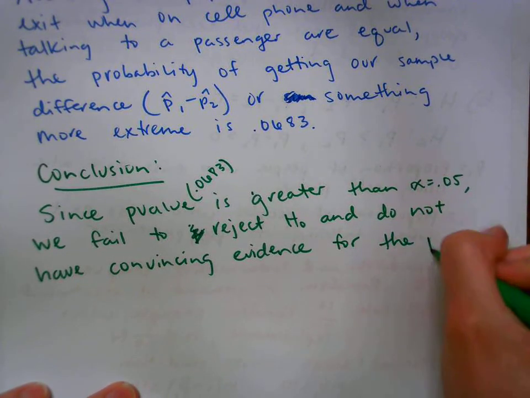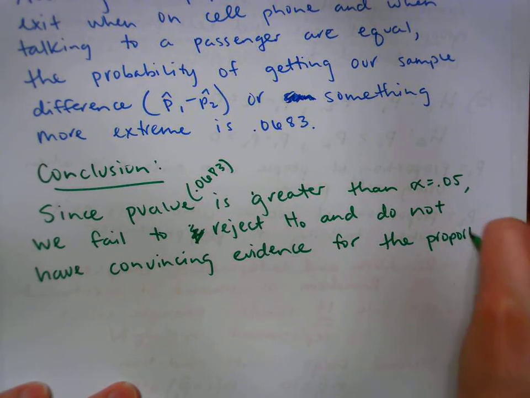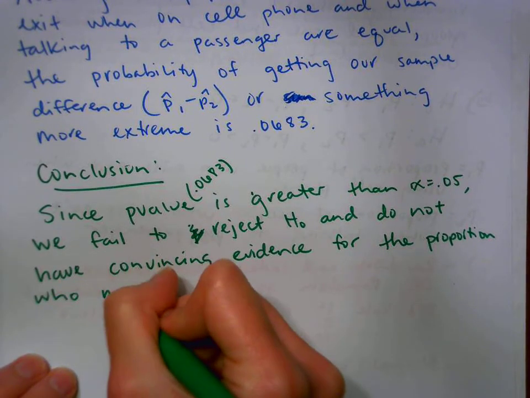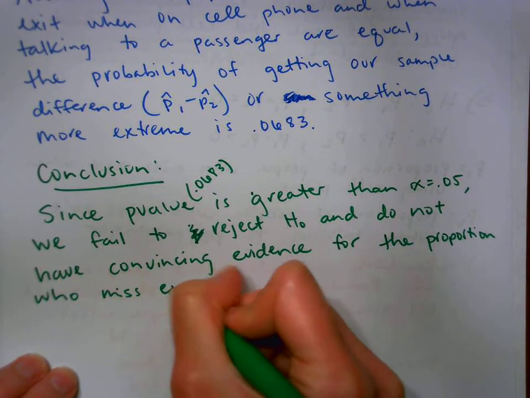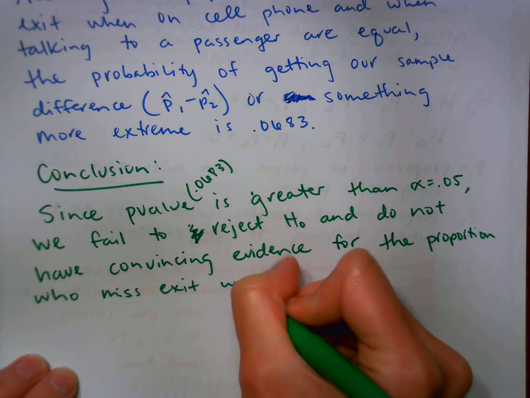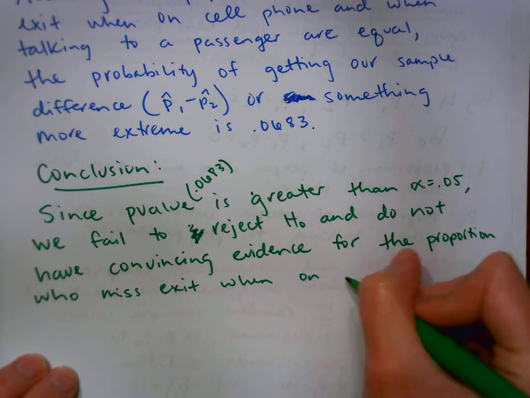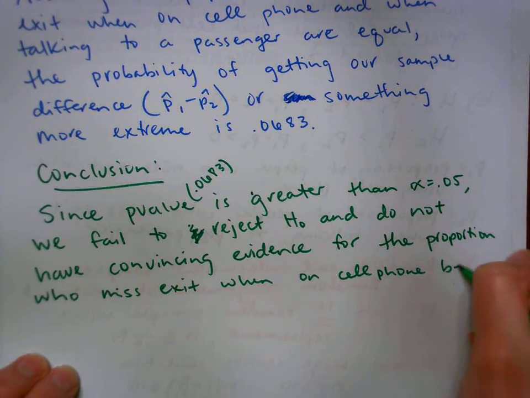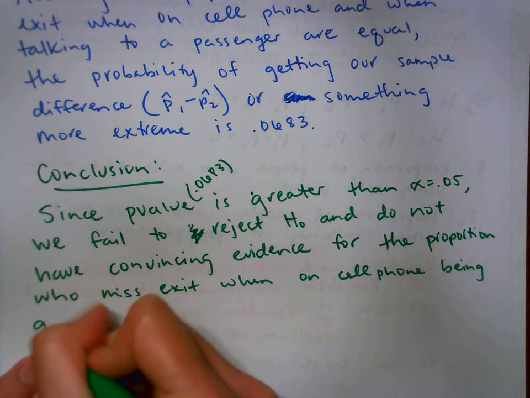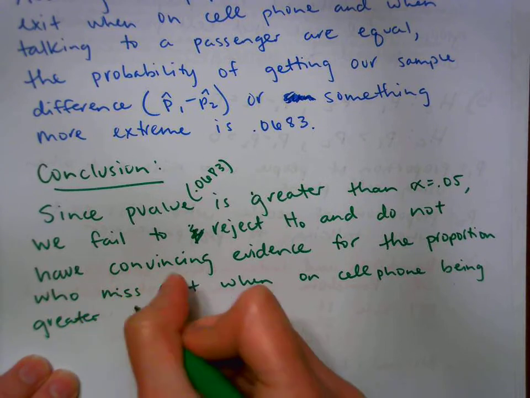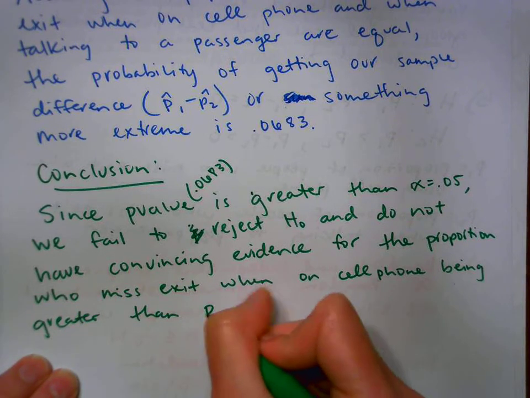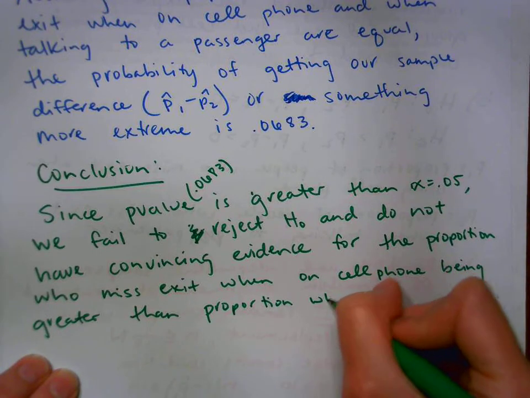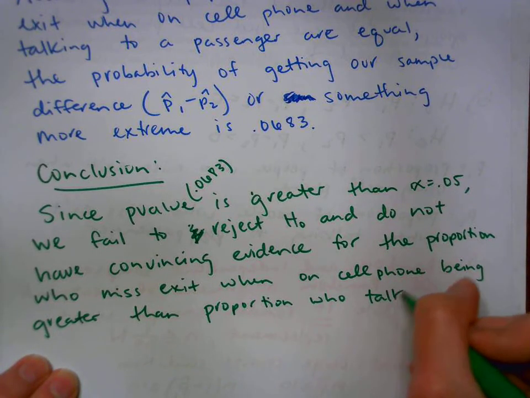For the proportion who miss the exit when on a cell phone being greater than the proportion who talk to a passenger.